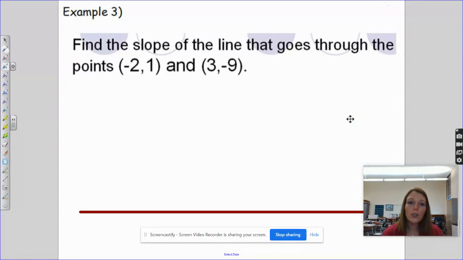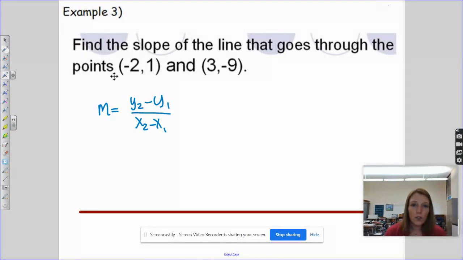And then the last example in your notes looks like this. Find the slope of the line that goes through the points -2, 1, and 3, -9. So slope, remember our slope formula, m equals the change in y, that delta y over delta x, but when I'm finding the change in a number, I'm going to subtract the y coordinates to get that. So the formula is y2 minus y1 over x2 minus x1. So I'm substituting in 4 values, and the 4 values are coming from the 2 points that are on the line. This is x1, y1.